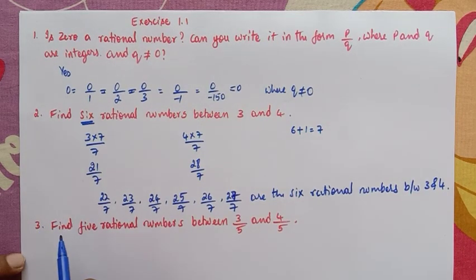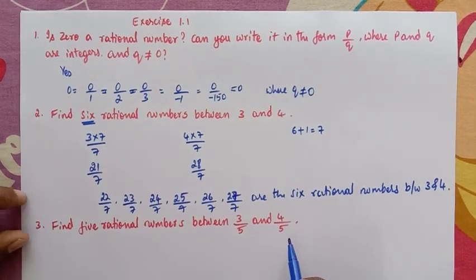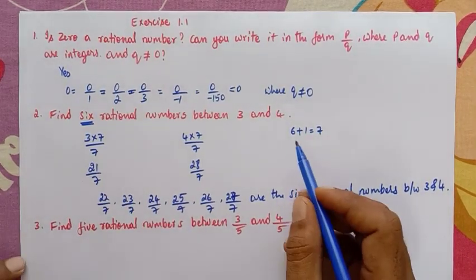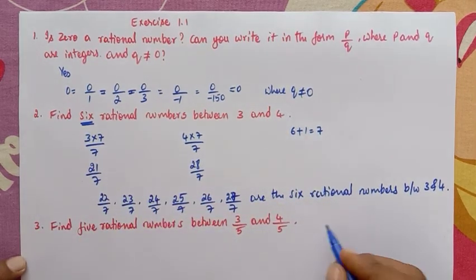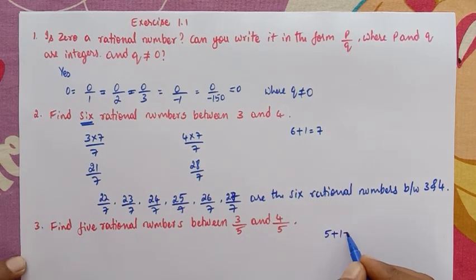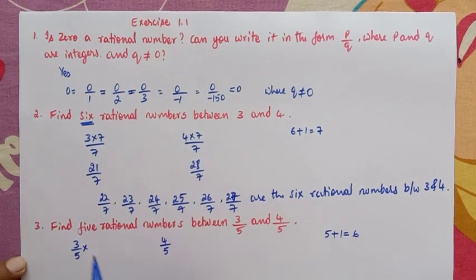Third problem, find 5 rational numbers between 3 by 5 and 4 by 5. As in the previous problem, there we wanted 6 rational numbers, but here 5. So let us add 1 to 5: 5 plus 1 is 6. So I will take 3 by 5 and 4 by 5, and I will multiply and divide by 6 by 6, as I did with 7 by 7 before.